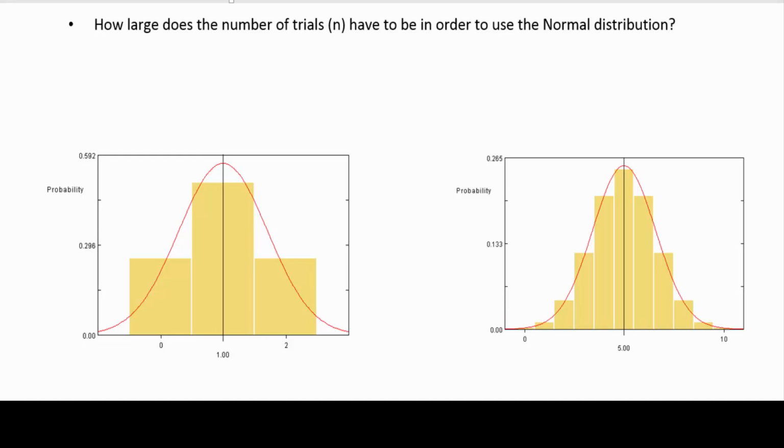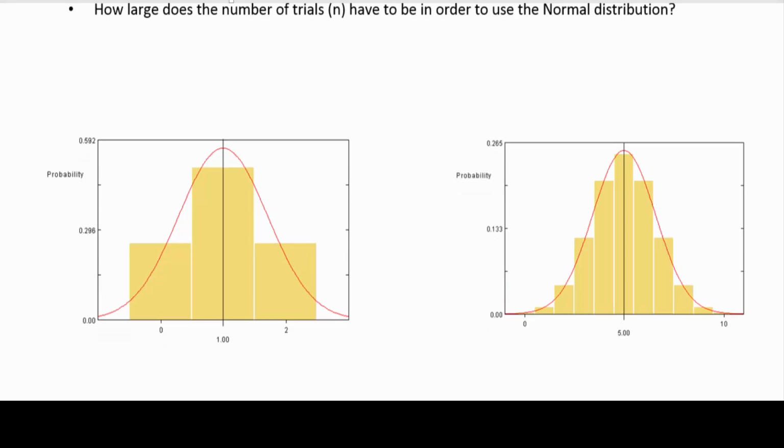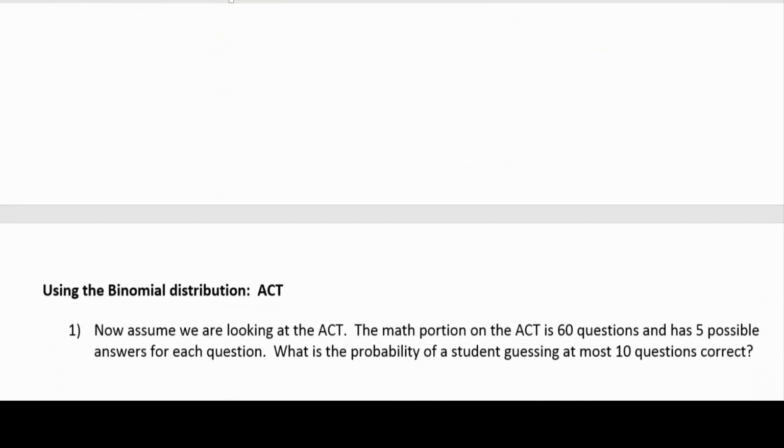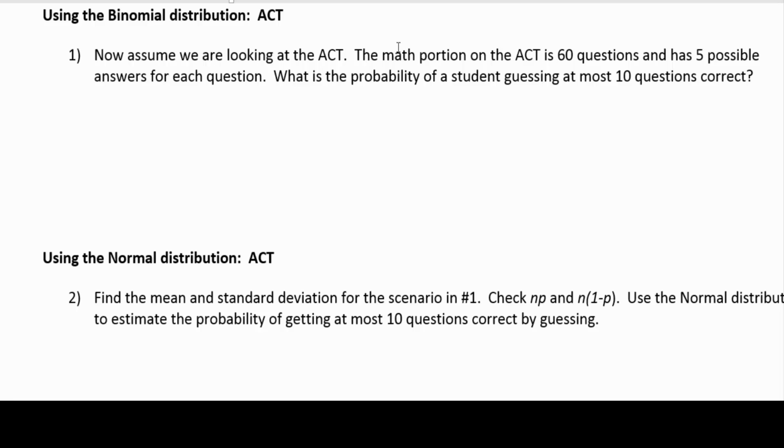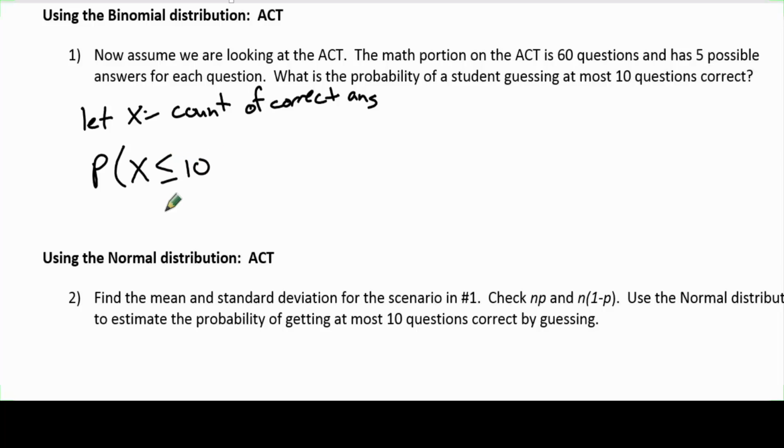So flip the page over. And we've got a particular just beginning problem here. So let's say we're looking at the ACT. And the math portion of the ACT is 60 questions. There's 5 possible answers for each question. What's the probability of a student guessing at most 10 questions correctly? So we're going to let x equal the count of correct answers. And we're looking for the probability that x is at most 10, which means 10, 9, 8, 7, 6, right? Less than or equal to 10.